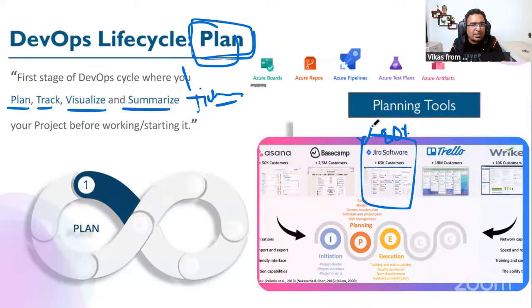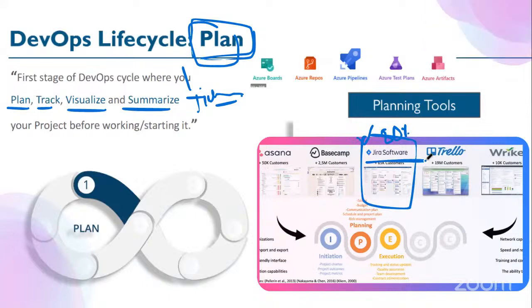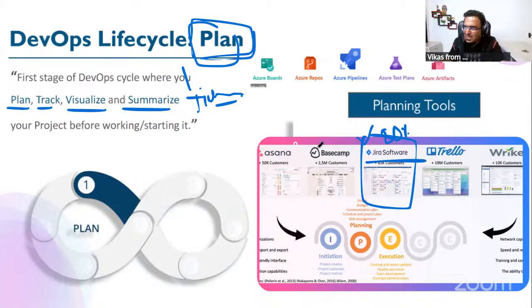If someone asks which tracking tool, which planning tool, or which visualization tool you are using in your company, then your answer should be Jira. Is that okay? Yes. There are some more tools like Asana, Basecamp, Trello, Wrike, Azure Boards. There are so many tools, but 80 to 90% of companies are using Jira and ServiceNow, some 5 to 10% of companies. So you have to give the answer that we are using Jira as our tracking tool.